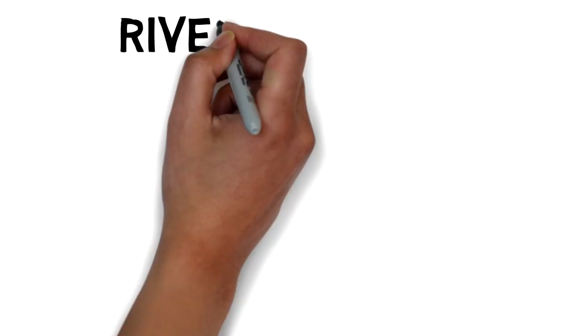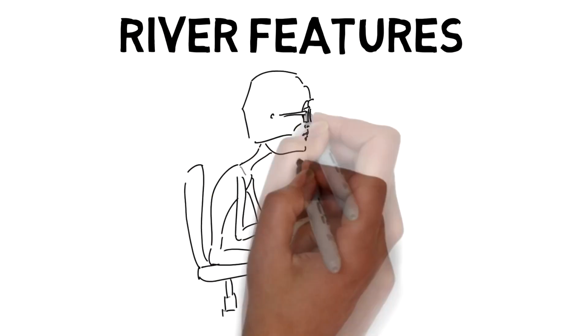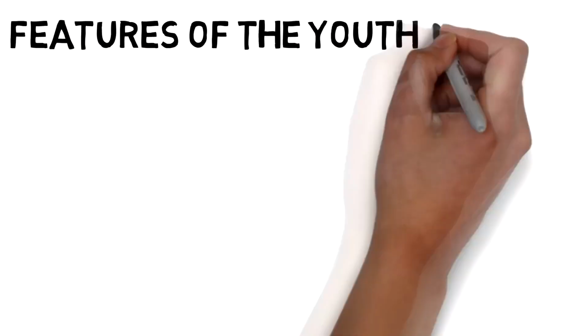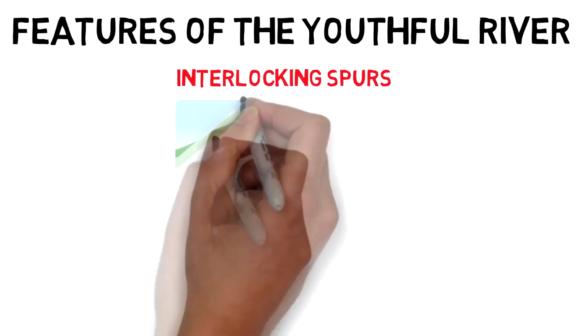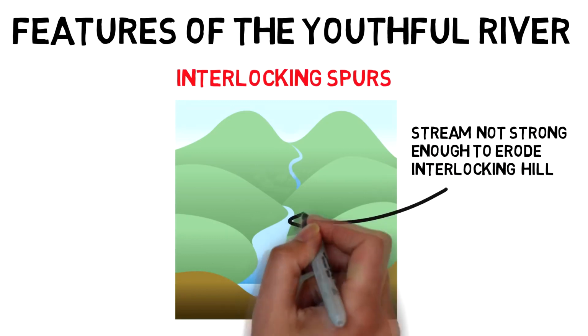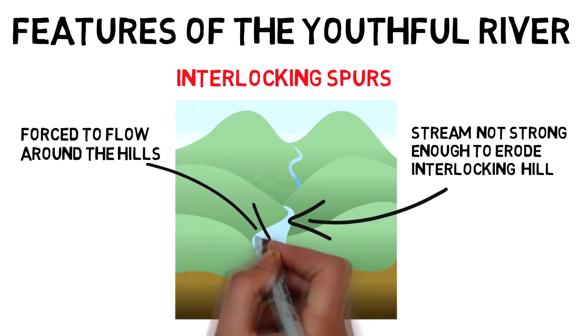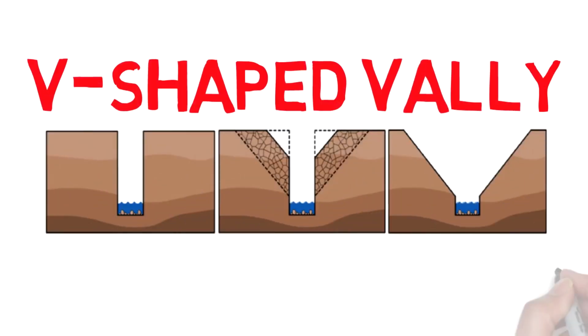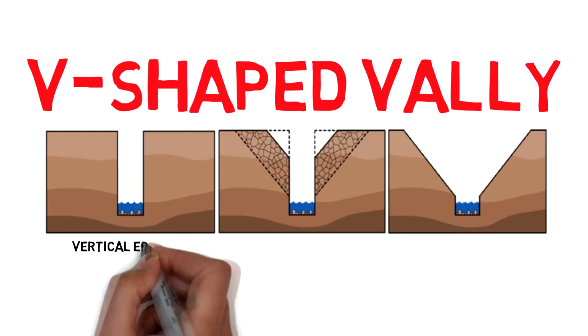So now we're going to move on to the various features of the river. It's this part that's most likely to come up in the exam, so pay close attention. We'll start off by going through some of the features of the youthful river. Interlocking spurs occur where the stream is not strong enough to erode the interlocking hill, so it is forced to flow around the hills. Next up we have a V-shaped valley, which forms when the river erodes a valley in a process called vertical erosion.